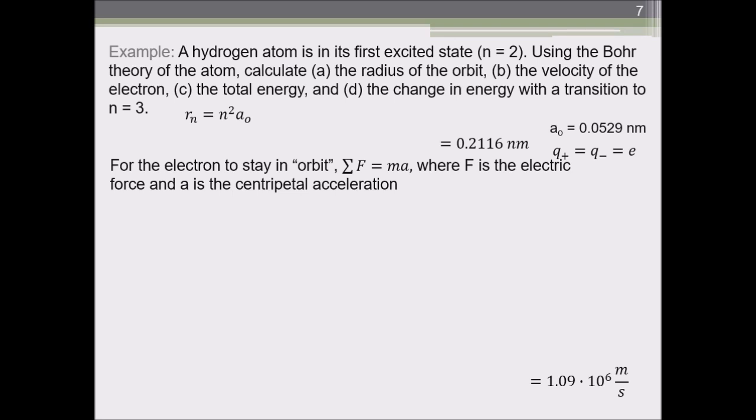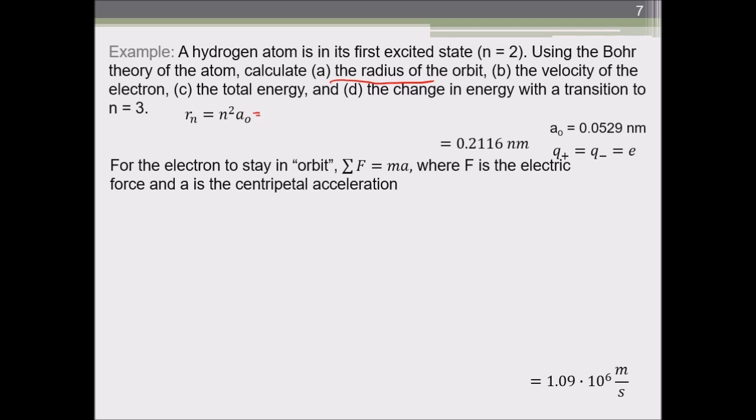And so here we have a hydrogen atom at its first excited state, so that means n equals 2. For this particular atom, we're going to use the Bohr theory of the atom in order to calculate the changes in energy and the orbit and the total energy. So we're going to start out with the radius of the orbit. We'll start out with this equation.